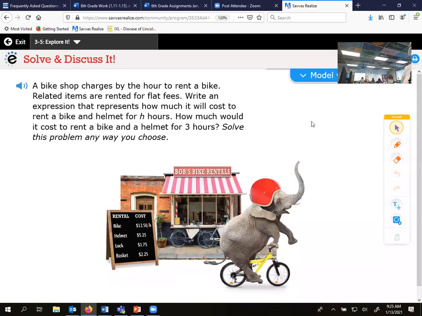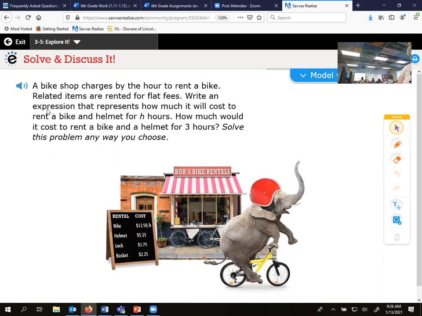A bike shop charges by the hour to rent a bike. Related items are rented for flat fees. So like a bike, you gotta pay $12.50 per hour. The helmet, lock, and basket you pay for once, and it's yours until you bring the bike back.